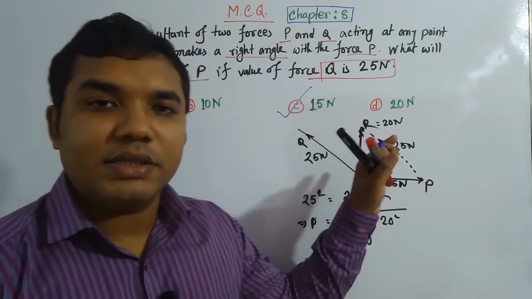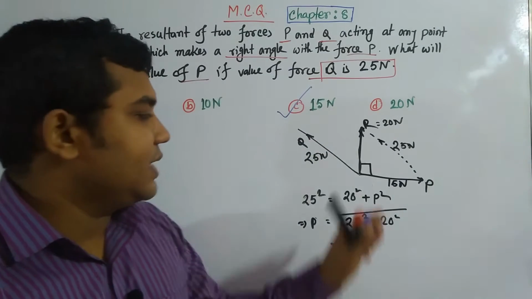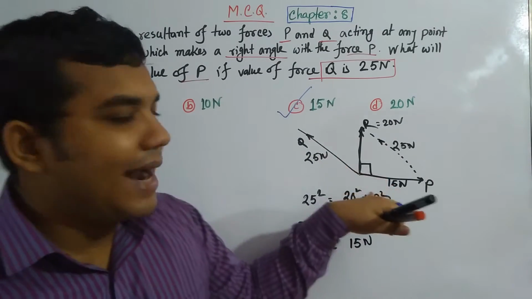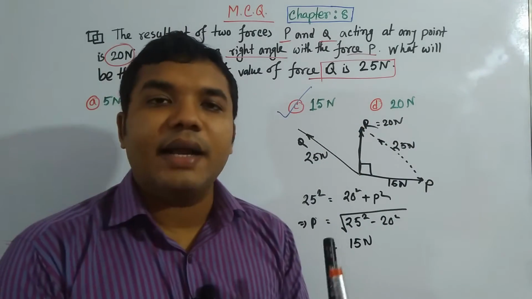Since this was the 90-degree angle and this is the other force creating from that point. So these two are acting at the same point, but here they create a right angle triangle.